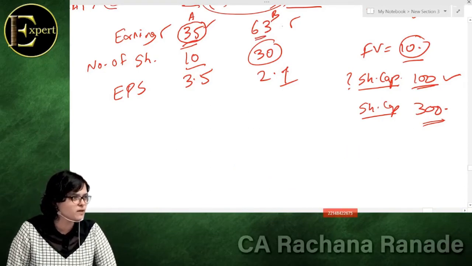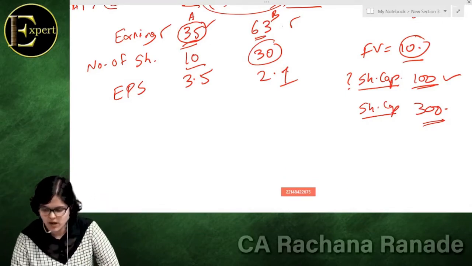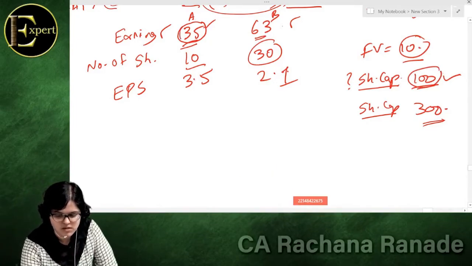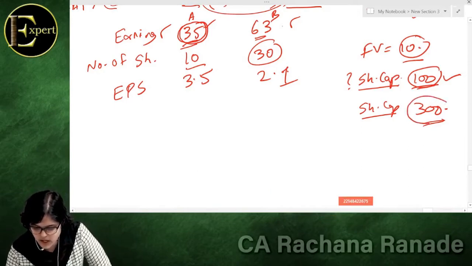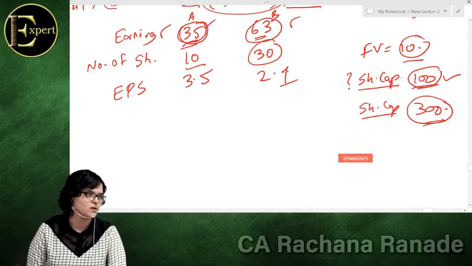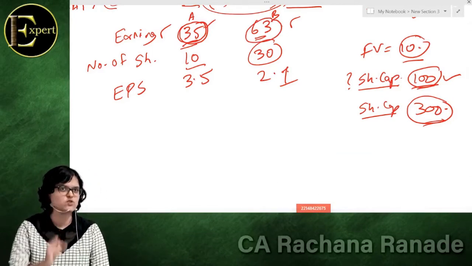Are you getting me? I'll repeat one more time. With 100 rupees of capital, A was able to earn how much? 35. And for B, with 300 rupees of capital, they were able to earn only 63. So who is operating more efficiently? It's actually A which is operating more efficiently.